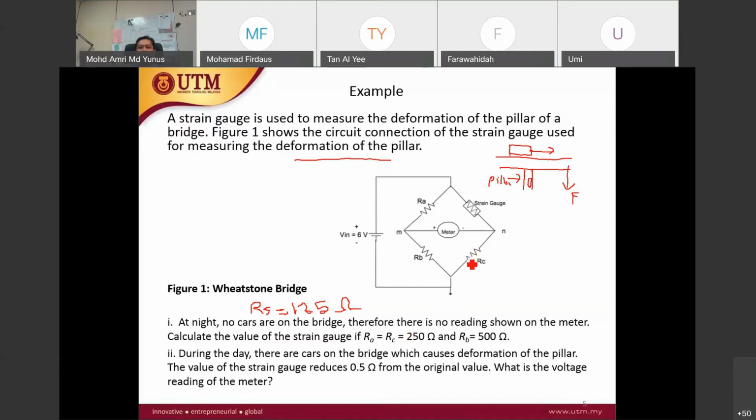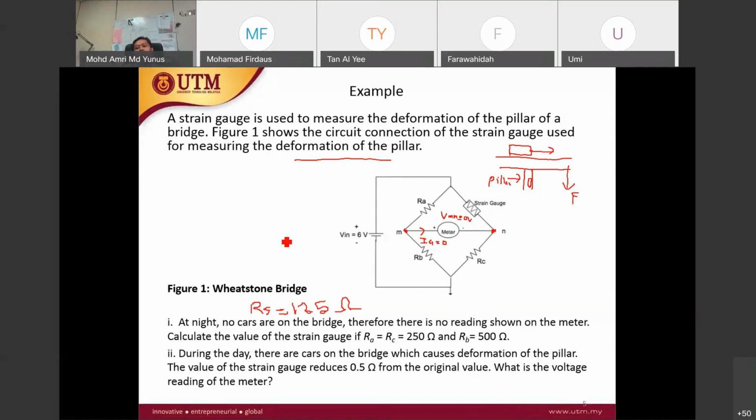So when it is at balance, it means that this meter Ig will be equivalent to 0. At balance, V M N is equivalent to 0 volt. So no voltage potential between points M and N, no potential drop. So Ig is equivalent to 0.